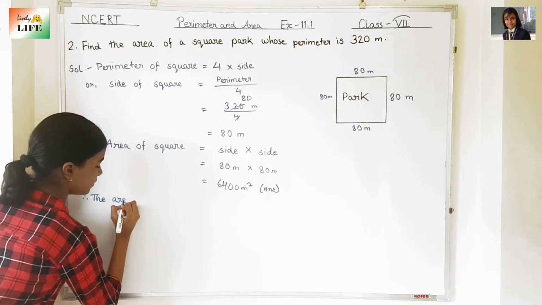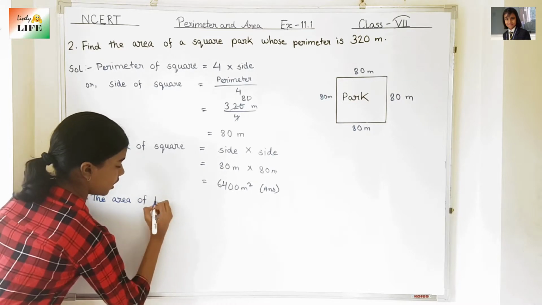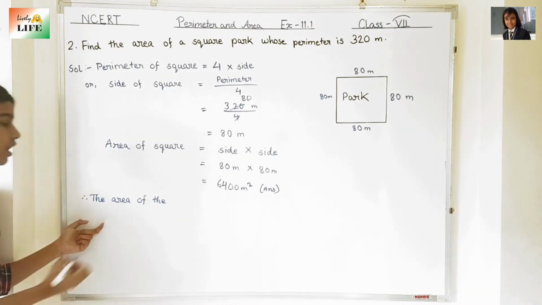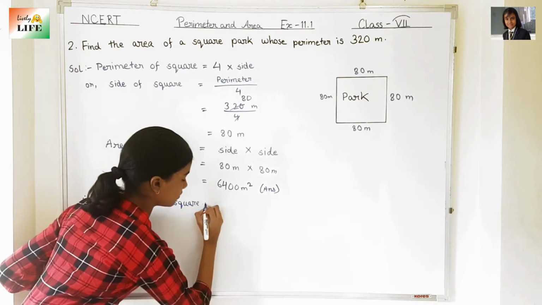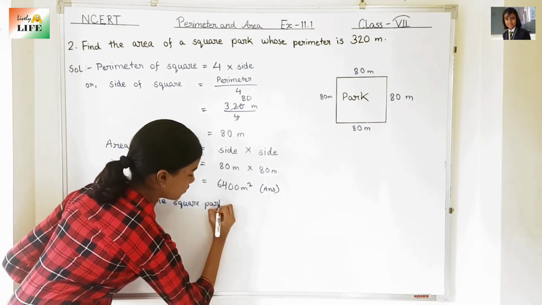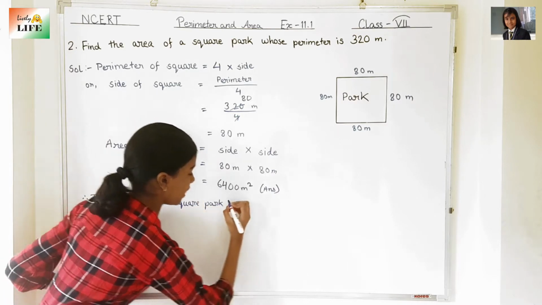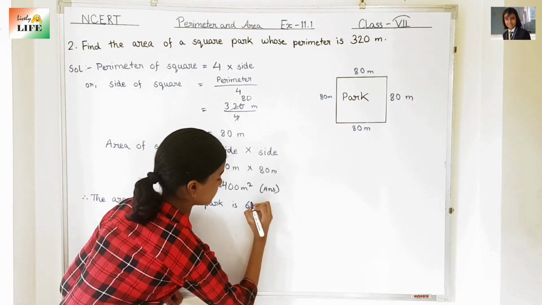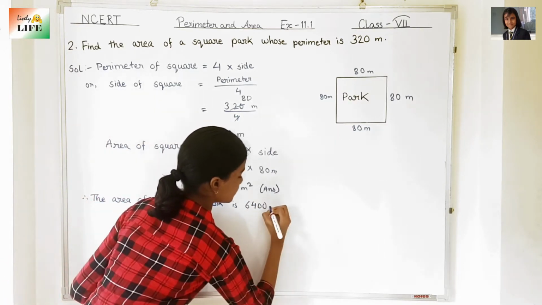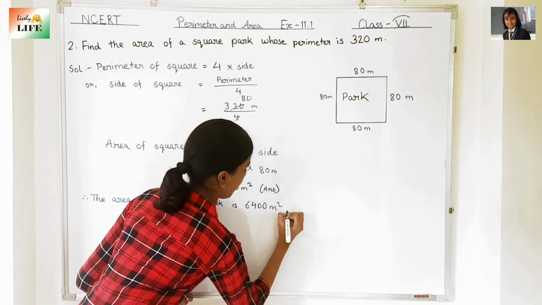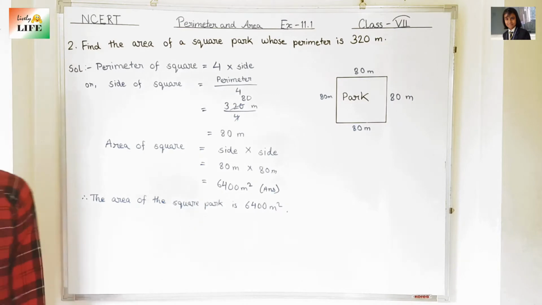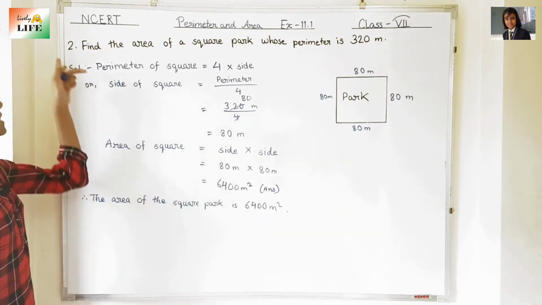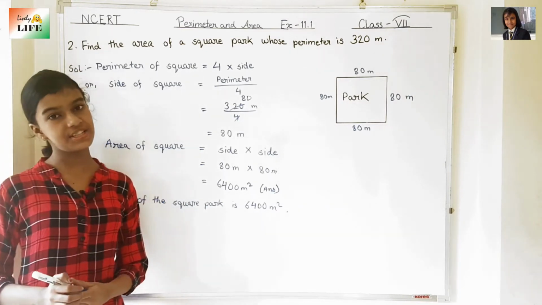Therefore, the area of the square park is 6,400 meter square. Okay, this is the answer. We have found out the area. With this we have completed question number 2 of exercise 11.1.